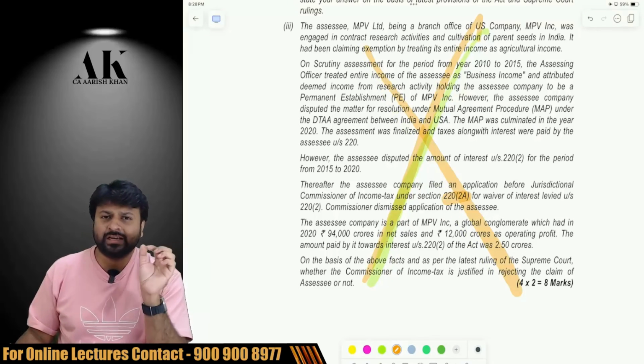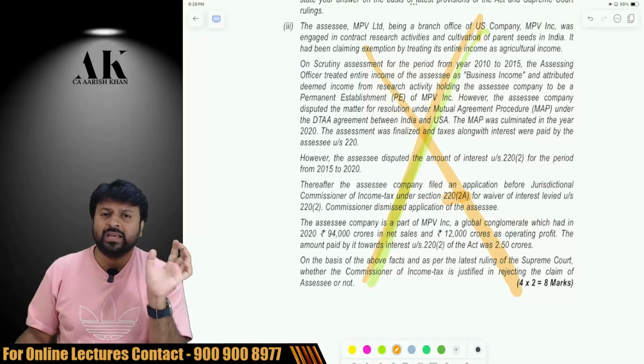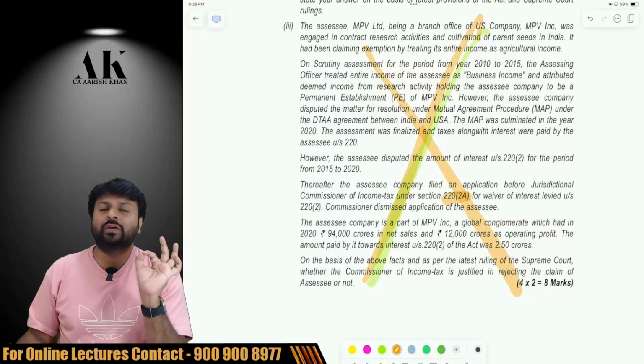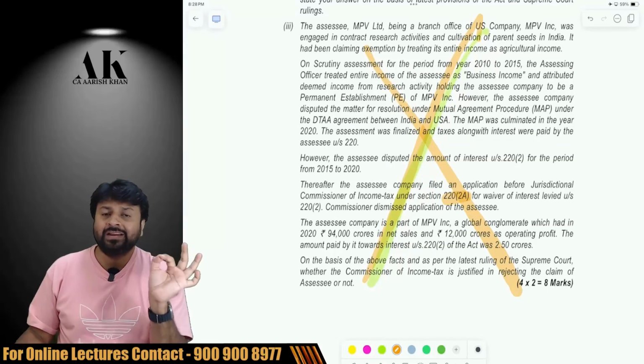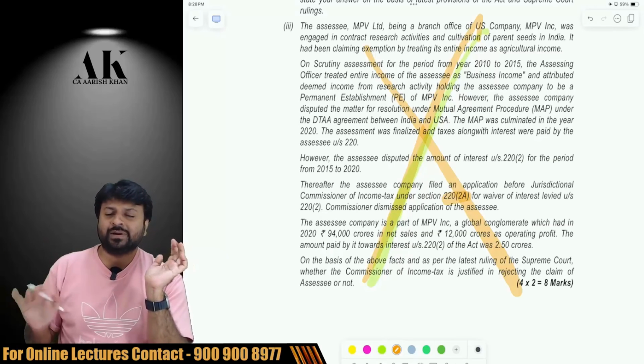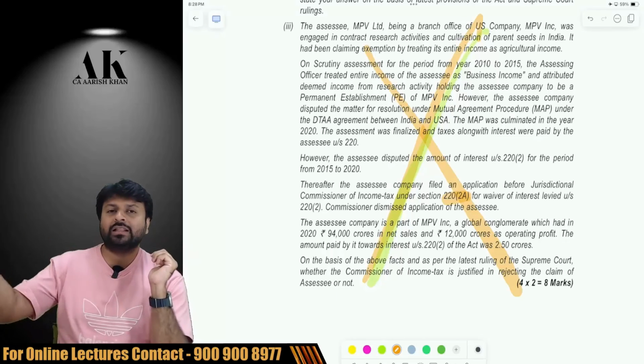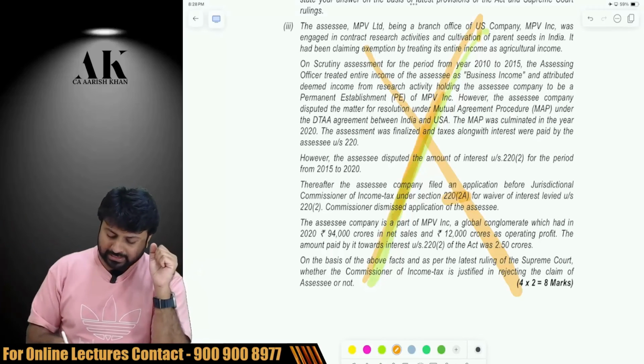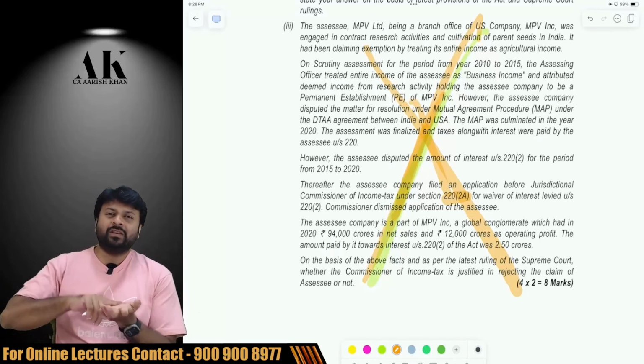The court has said in the case of Pioneer Incorporation, USA, that it is not justified to waive your interest under 220A just because a MAP proceeding is pending against you. Just because a MAP proceeding is pending, that does not give you the right to tell the department to waive my what? Interest. That is an absolutely baseless point, because then everybody will do what?